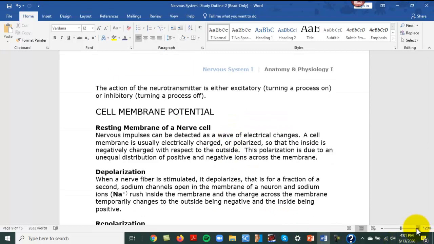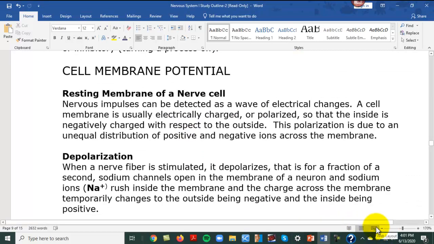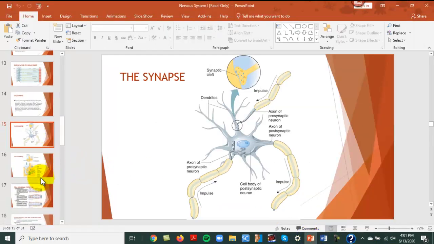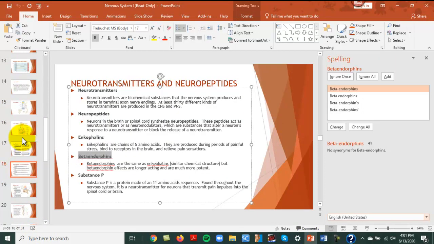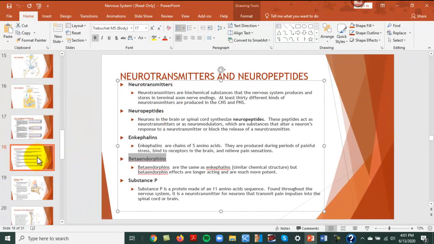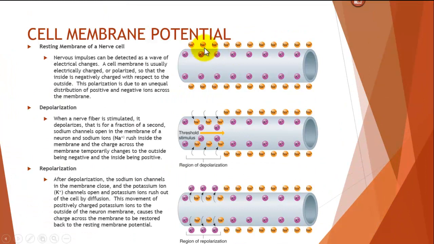Okay, just a real quick review. As far as cell membrane potential, remember the resting membrane of a nerve cell. We looked at this with muscle. Remember, there's sodium stacked on the outside and more potassium ions on the inside. There's a positive charge on the outside and a negative charge on the inside. It's just like with a muscle. That's the resting membrane potential.